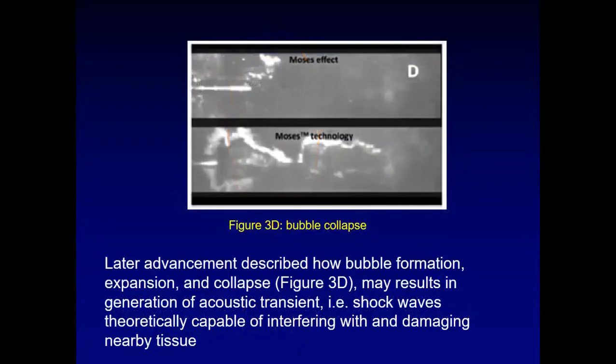So later advancement described how bubble formation, expansion, and collapse occurred, because of the generation of these acoustic transient shock waves, theoretically capable of interfering with and damaging the newer technology. That is why in 1989, after that, the Moses effect and research on this technology declined because of the damage to the nearby tissue. They thought that if we use this technology, it will damage more rather than give benefit. So that is why it declined in the early 90s and late 80s.